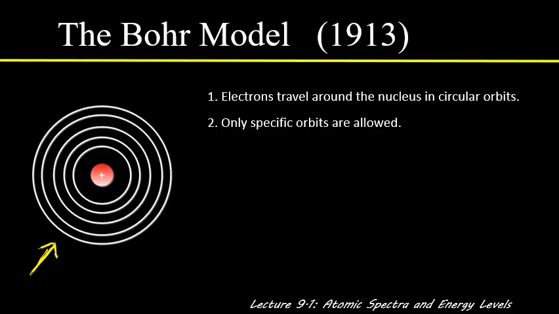All right, only specific orbits are allowed, and this is a really interesting idea. There was really no physical reason that this should be the case. If you just use classical physics, it should be the case that the electron can orbit the nucleus at any radius. It could be here or here or here or here or here, or really anywhere at any distance from the nucleus should be possible.